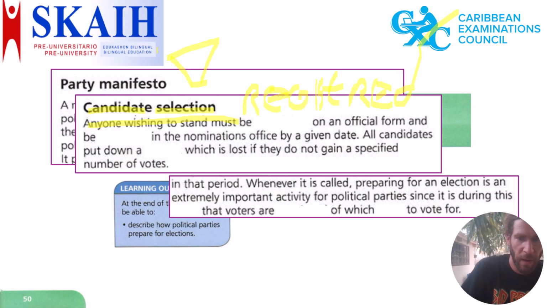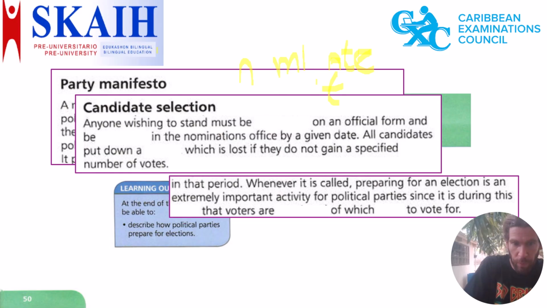Or you can also say nominated. So that's an even better word. Nominated. So you must be nominated on an official form and be registered in the nominations office by a given date. So before a given date, you must be registered. If you're too late, you're too late.